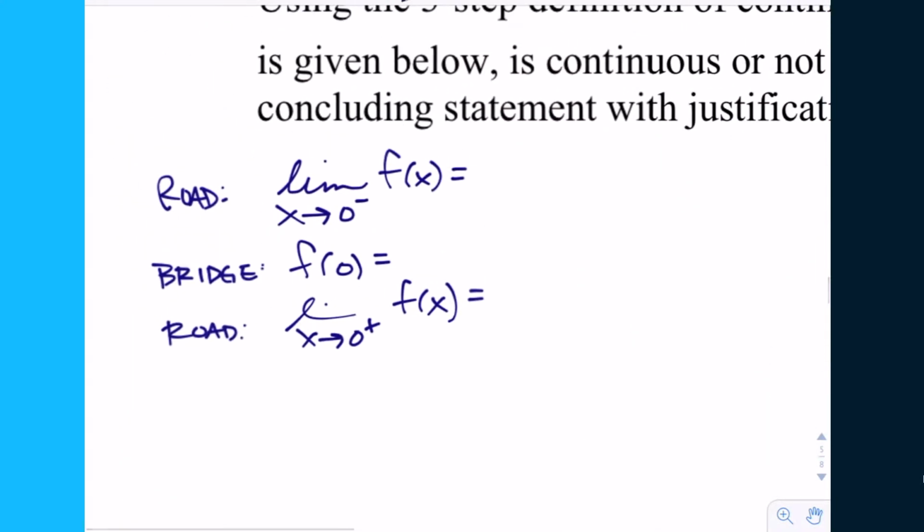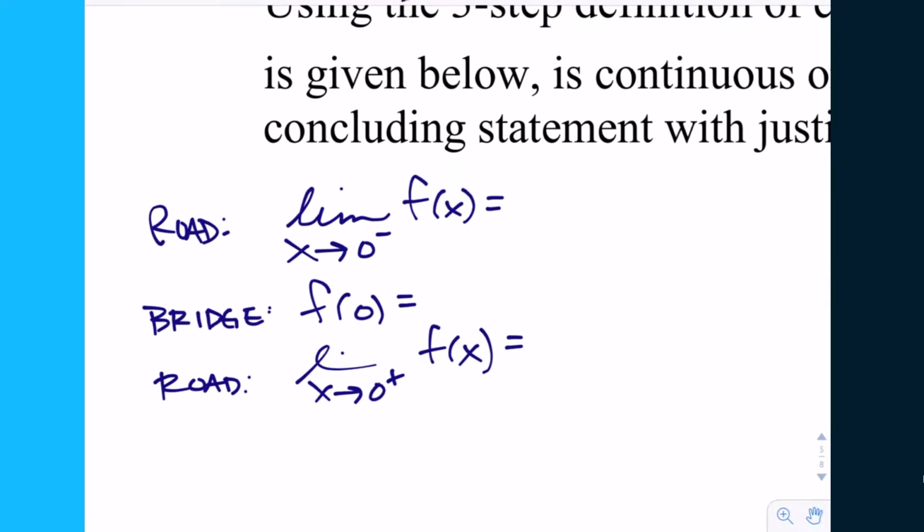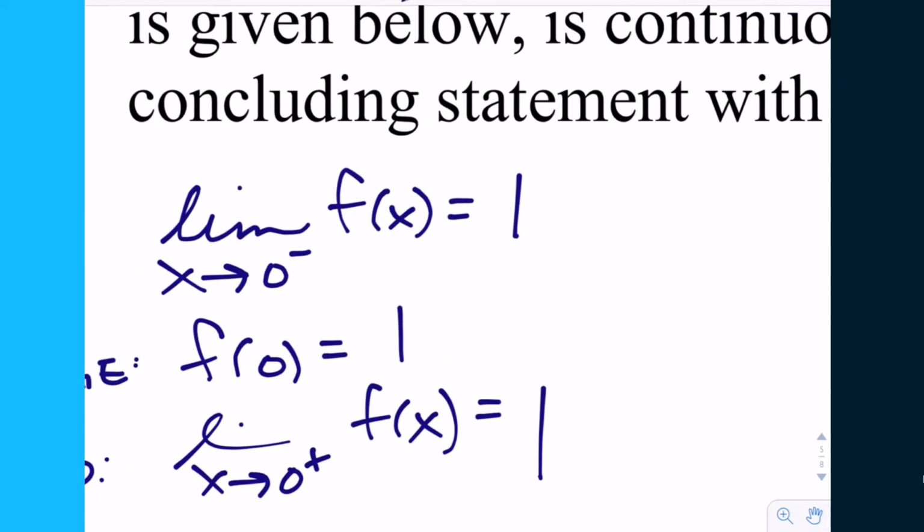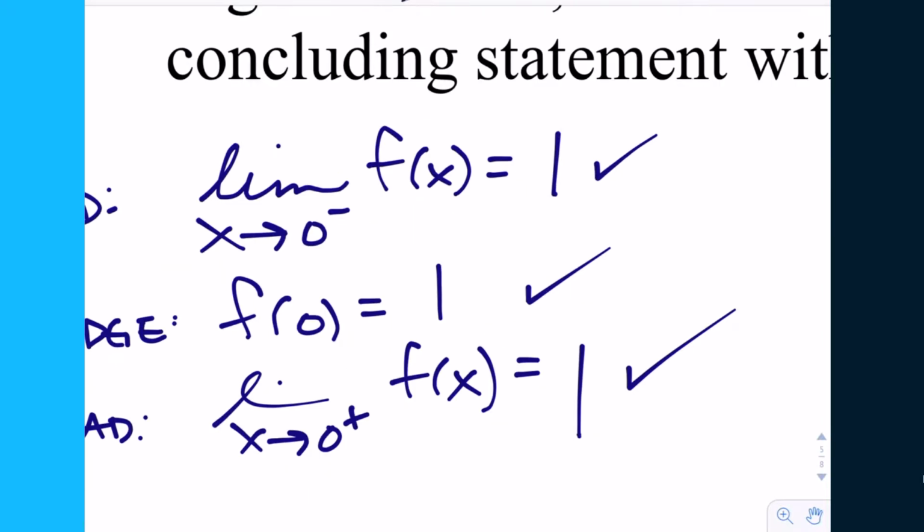So, here we go. Let's come back over here. I think I remember what all three of these were. The road coming in from the left was 1. It was the same as the road coming in from the right. And then the function value was also 1. So if this were a quiz tomorrow, you would get a check, check, check. Oh, yeah. How easy is that? Easy. If you're missing anything, though, like the plus or minus on your limits, or you're missing an f of x, or you don't put f of 0, you put f of x, you're not going to get the check.